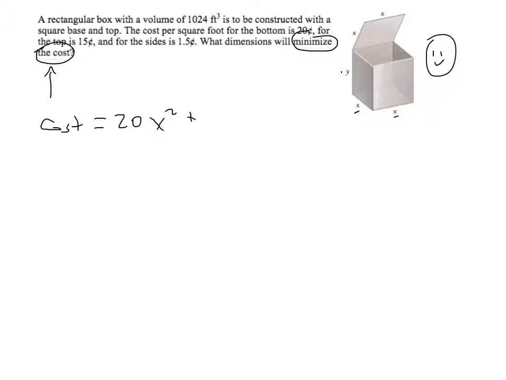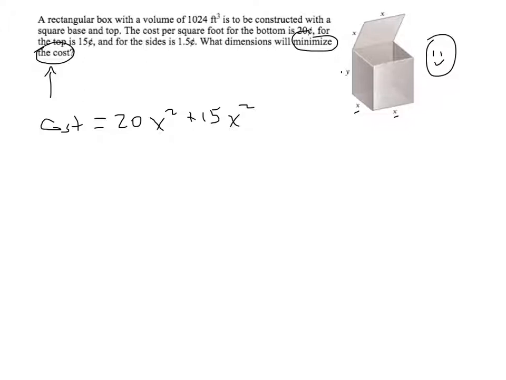Let's add to that, what does it describe next? The top material is 15 cents per square foot, so the top is also x by x, and so there are also x squared square feet in the top of the box. That's this part up here. It's x times x is the number of square feet in the top, and each square foot costs 15 cents, and so 15 cents times the number of square feet will be the cost of the top of the box.